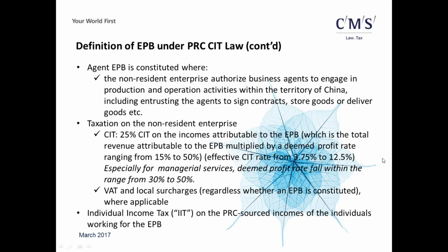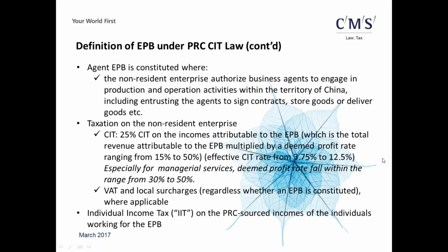From the definition of the EPB above, we can see that the definition in the PRC law does not give a very specific timeline for the activities carried out by a foreign enterprise in China. It means that even if a foreign enterprise dispatches its employee to China to provide service for maybe even one day, it may still constitute an EPB in China and pay CIT in China. But this is the case where we don't have a bilateral double taxation treaty that applies.